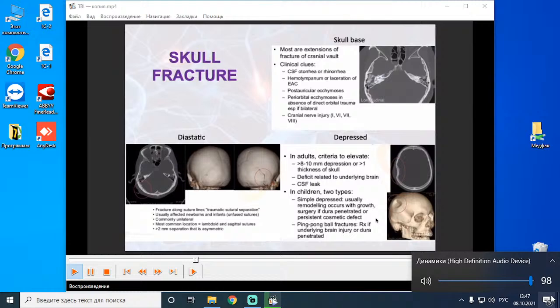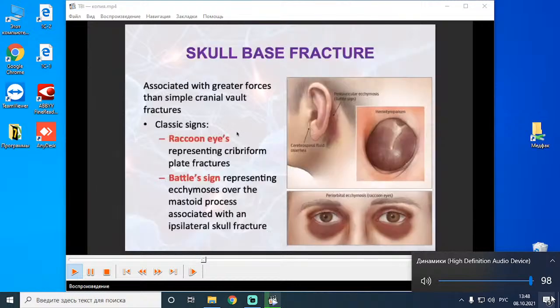Skull base fracture symptoms are associated with greater forces than simple cranial vault fractures. Classic signs: raccoon eyes. Here you can see raccoon eyes, also periorbital ecchymosis, representing cribriform plate fractures. And Battle sign. Here you can see Battle sign.